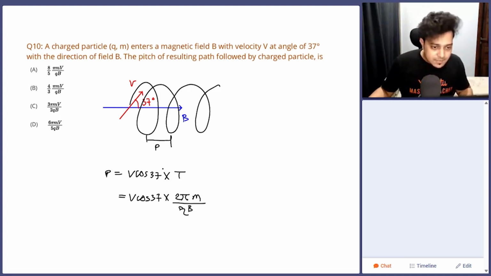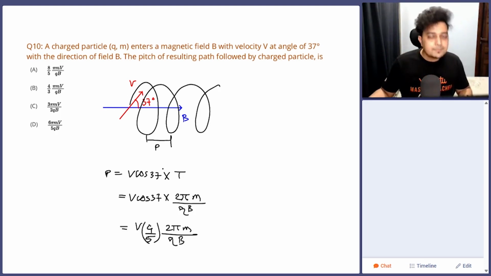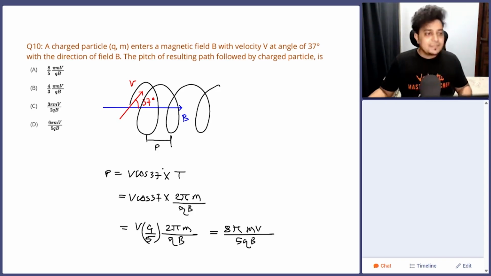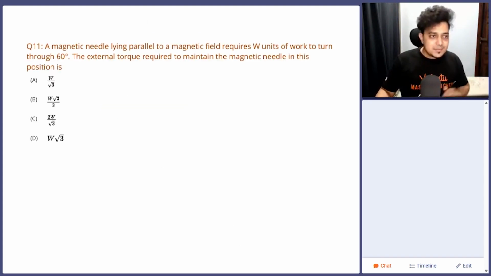Now it's time to substitute all the values. v as it is, cos 37 will be equal to 4 by 5, into 2 pi m upon qB. If you multiply 4 and 2, that will be 8 pi mv upon 5 qB. So A will be the correct answer here. Direct formula application question. Let's go to the next question.